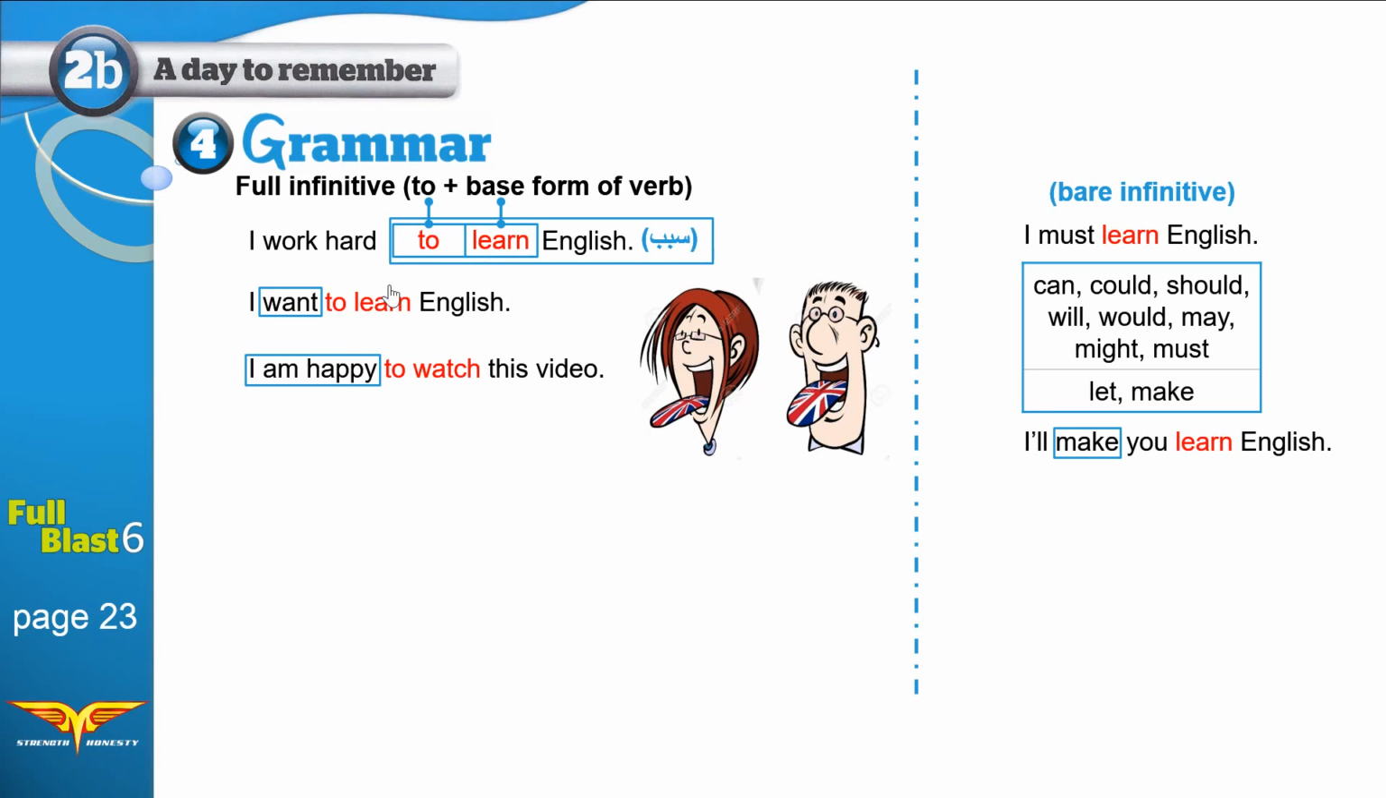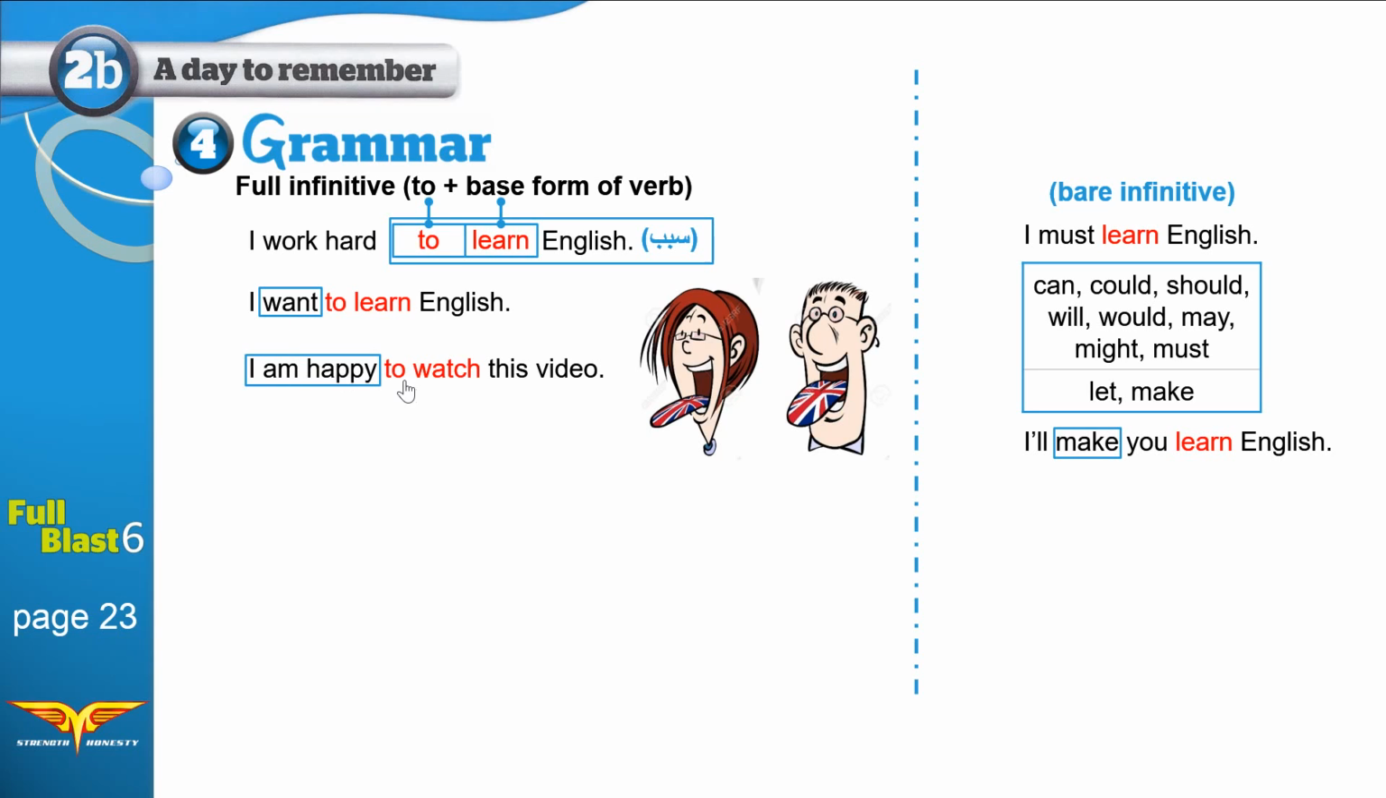We also learned that we add to before the verb when we have certain verbs like want. Every time you use this verb, you have to add to the verb that follows. I want to learn, I want to go. And there are many other verbs beside want, like decide: I decided to learn English, and many other verbs.